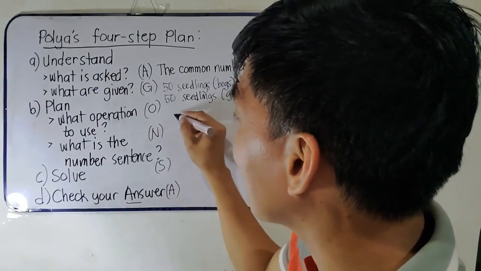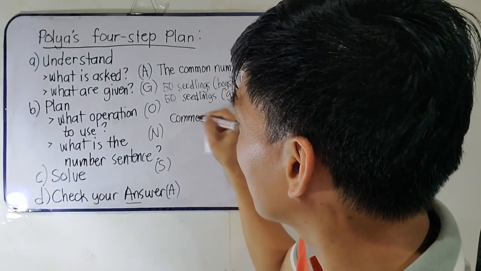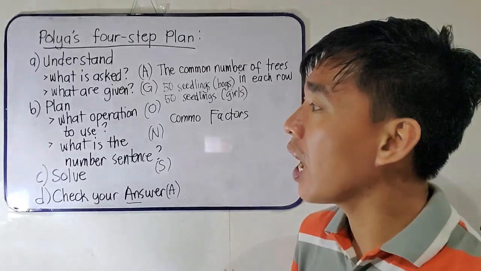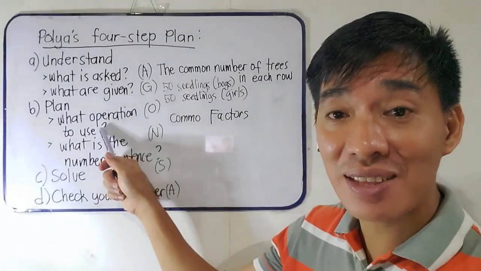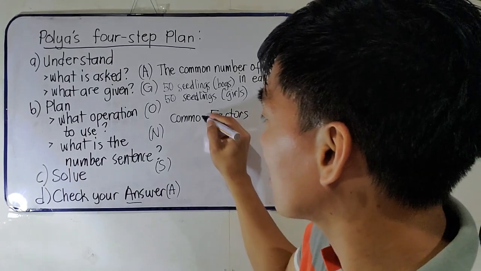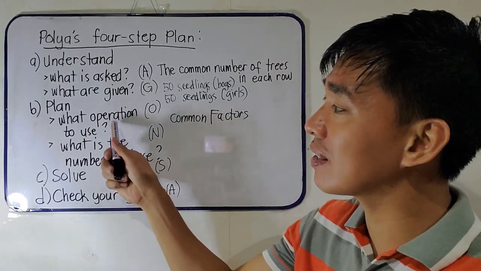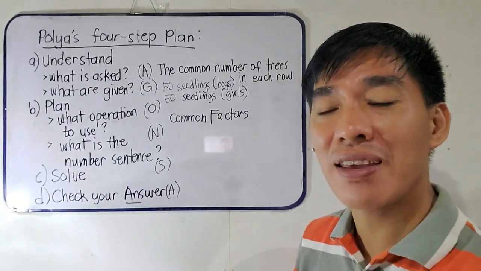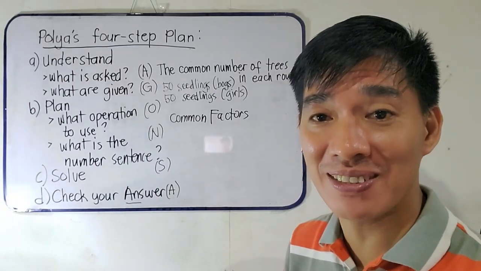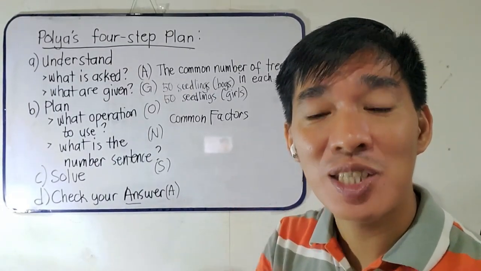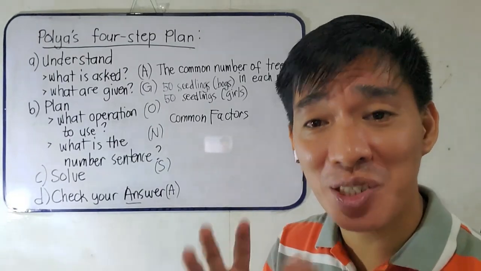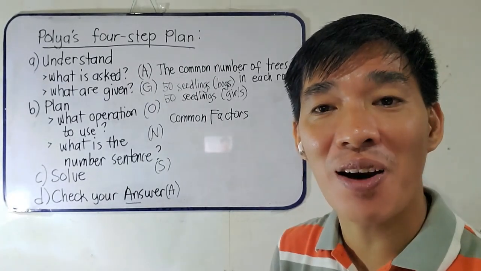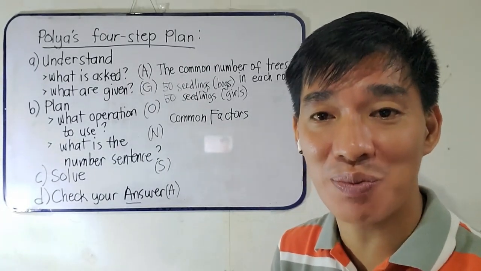So we will just only get the common factors. So technically, the operations later will be used in getting the common factors, and the number sentence, I think this time is not applicable. Are you now ready to solve? So if you are ready to solve now, I will be showing you different ways on how to solve this problem. Here are some of the ways that you need to consider in solving this problem.